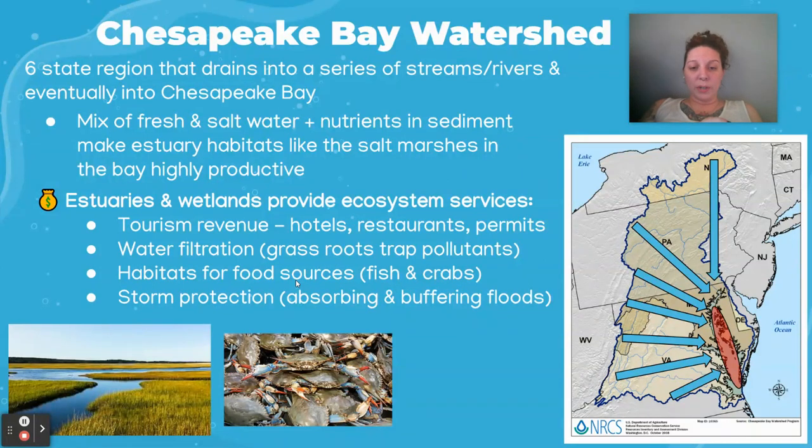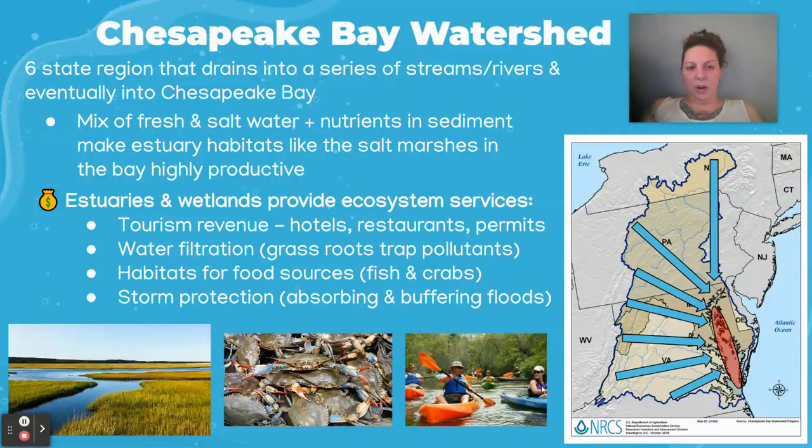And then storm protection. So, these are going to be really vital in protecting from large storms. They're able to really absorb extra water and buffer floods so they don't affect the surrounding area as bad. And then just remember that tourism. So that's what that picture is supposed to represent. Okay, so people paying to come, kayak through the beautiful Bay Area.